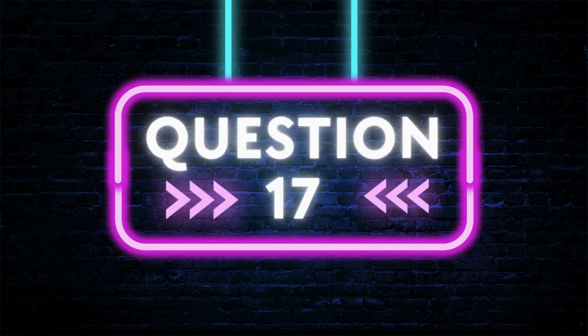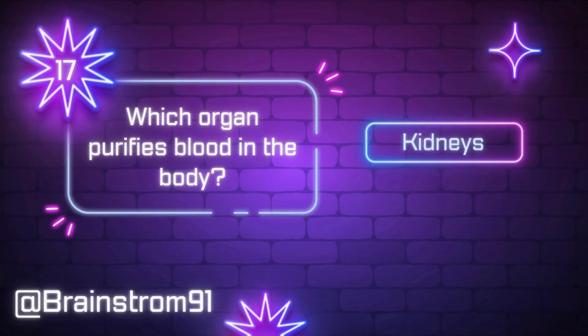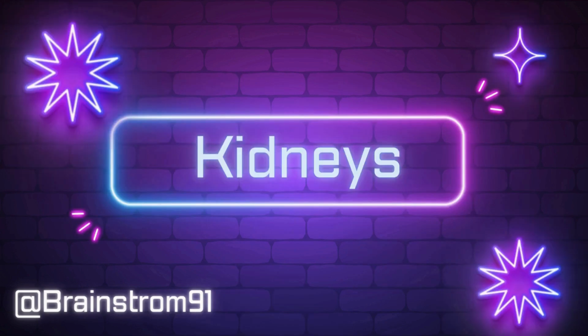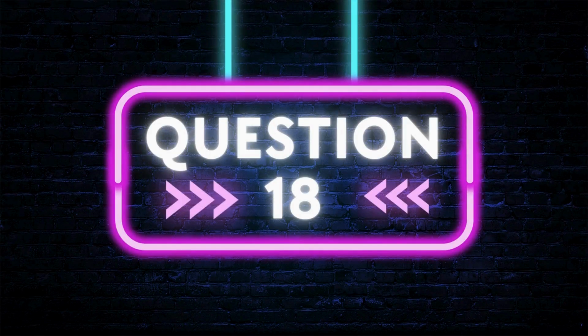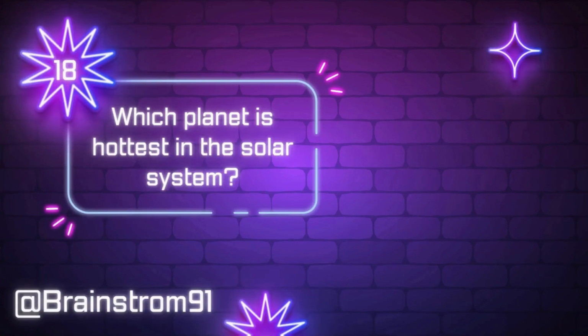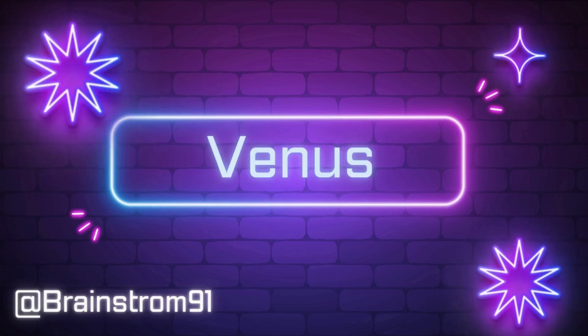Get ready for question 17. Which organ purifies blood in the body? Kidneys, lungs, stomach. Answer: kidneys. Let's move to question 18. Which planet is hottest in the solar system? Mercury, Venus, Mars. Answer: Venus.